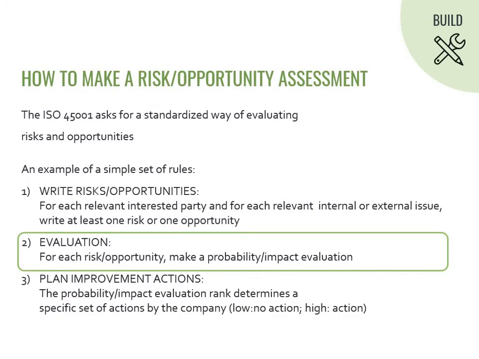So far, we just had to come up with hypothetical risks and opportunities. But thinking about risks and opportunities is not enough. Now we have to decide what risks and what opportunities need our attention and what don't. This could be done through the second rule, evaluation. The rule that we wrote was, for each risk opportunity, make a probability impact evaluation.